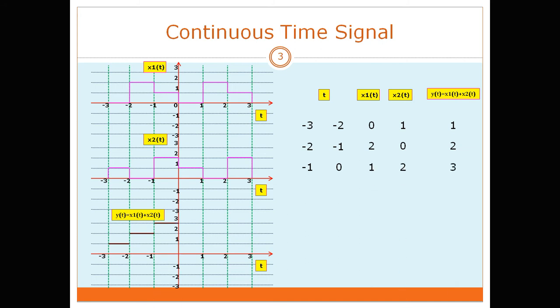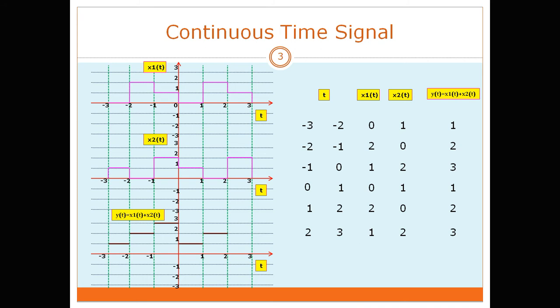Yeah, so this is the final graph we have obtained, and the same type of graph can be obtained from the right side also, as the values are almost the same. So x1 of t is 0, x2 of t is 1, so the summation of these two is 1. Similarly, from 1 to 2, x1 of t is 2, x2 of t is 0, so the summation of these two is 2. So similarly, from 2 to 3, its values are 1 and 2, so finally its value is 3. So this is the final thing.